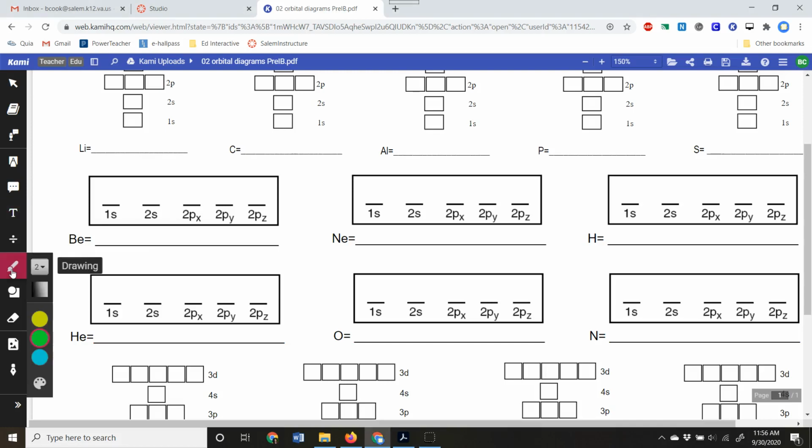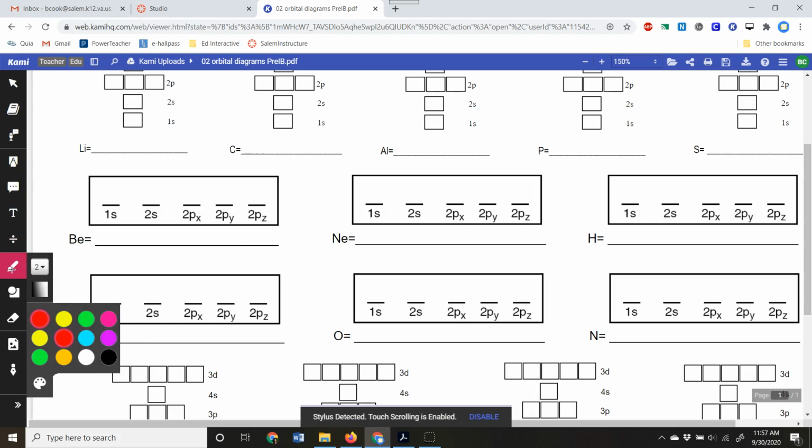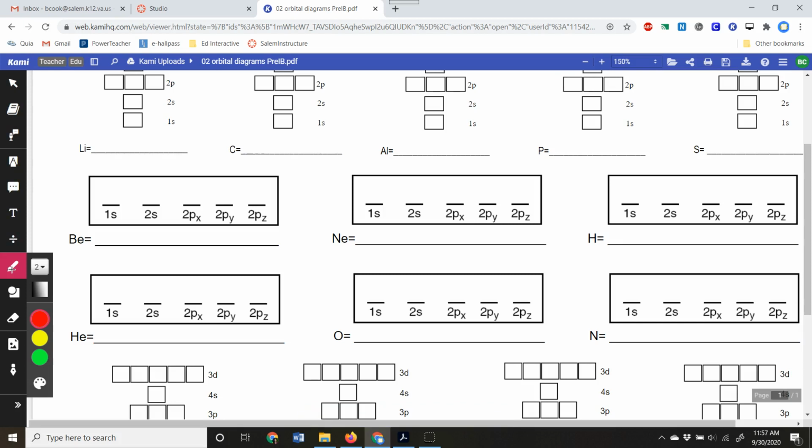So for these types of orbital diagrams, we're going to need to determine the electron configuration first for the element, and then we'll figure out how to fill the orbital diagram with those electrons from lowest energy to highest energy. So for beryllium, its electron configuration is pretty short, 1s2, 2s2. All right, so those are our electrons.